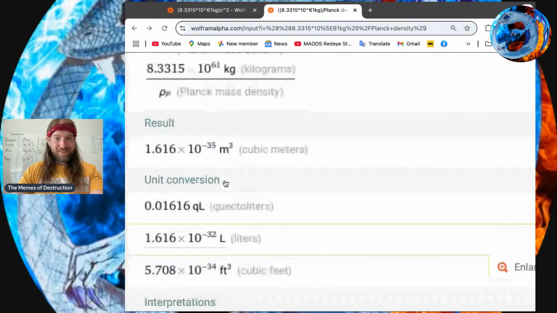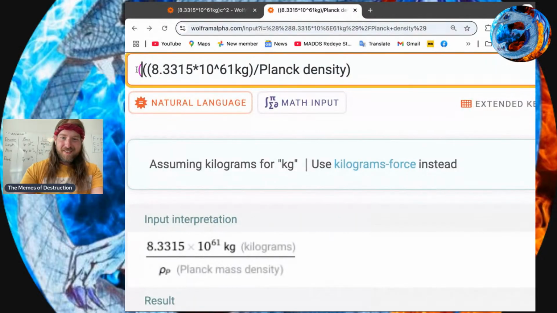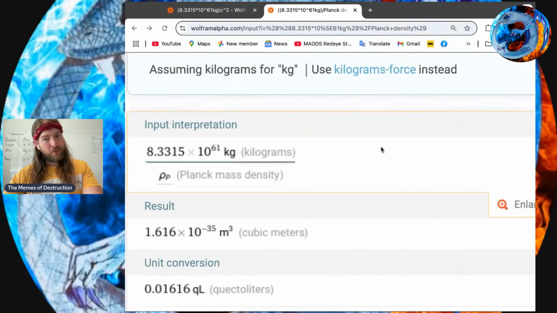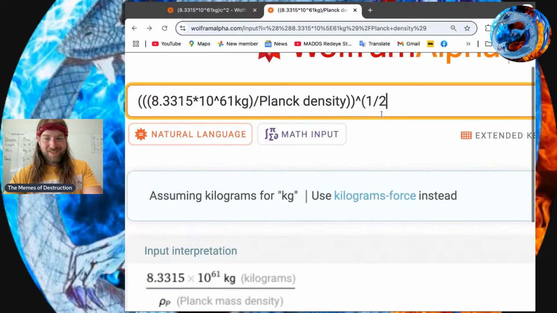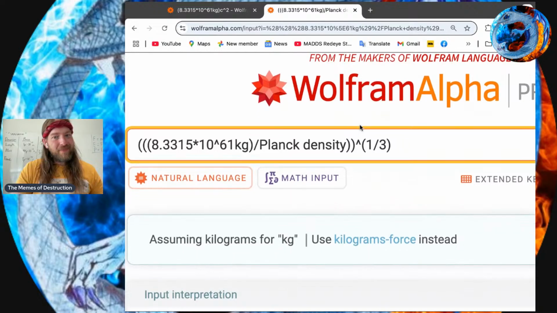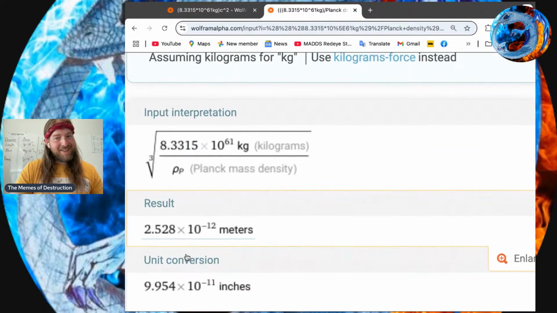Let's take a look. Since that's a volume, we can do the magic of maths. If it was a square thing, we would take the square root, which, if we put in the little exponent here, would be 1/2. But we've got 3 dimensions of length, so we raise it to the 1/3. See? Because we can. So what do we got? We got 10 to the minus 12 meters.